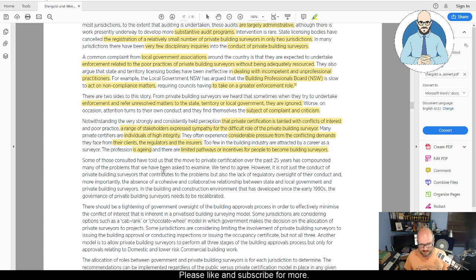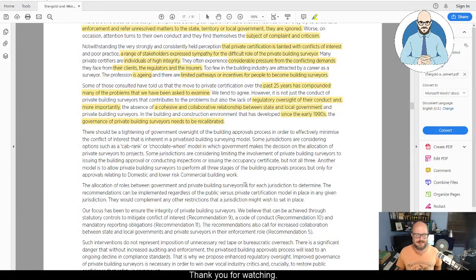Some of those consulted have told us that the move to private certification over the past 25 years has compounded many of the problems that we have been asked to examine. We tend to agree. However, it is not just the conduct of private building surveyors that contributes to the problems, but also the lack of regulatory oversight of their conduct, and more importantly, the absence of a cohesive and collaborative relationship between state and local government and private building surveyors. In the building and construction environment that has developed since the early 1990s, the governance of private building surveyors needs to be recalibrated. It sounds like it needs to be established.